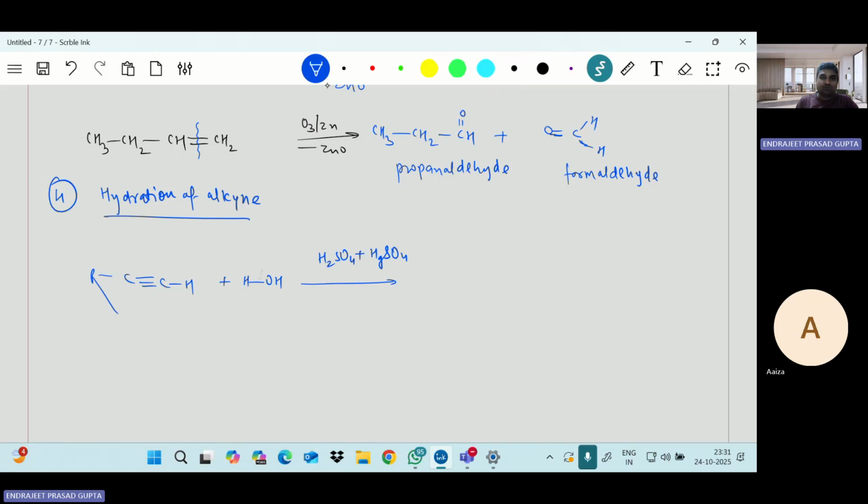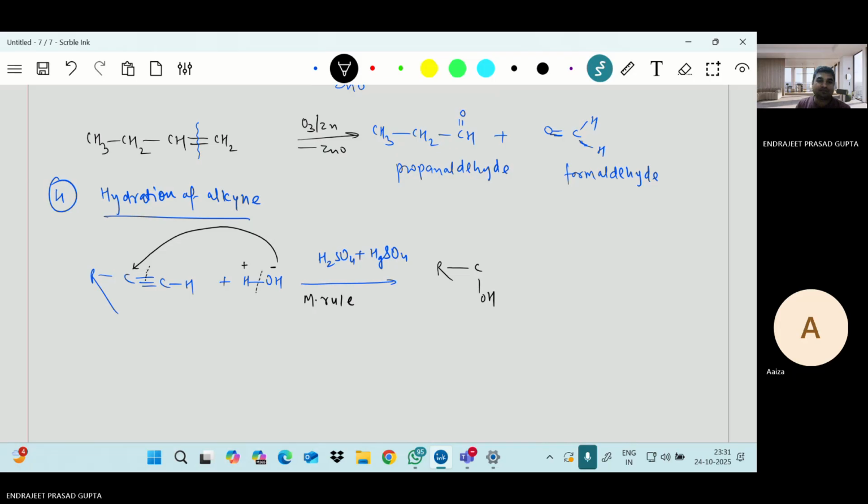So if you break this water, here you will get minus and plus. And if you break this bond, this negative part will be added as per Markovnikov's rule. As per Markovnikov's rule, the negative part is added to the carbon which has less number of hydrogen. So this is RCOH. Now will there be a triple or double bond, Isa? Yes, sir. There will be a double or triple bond?